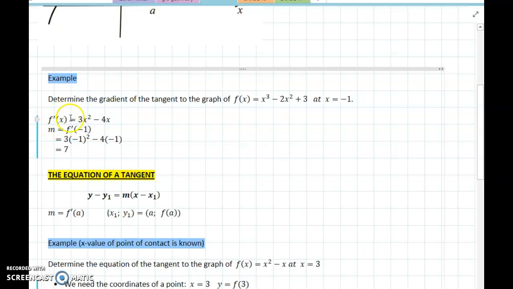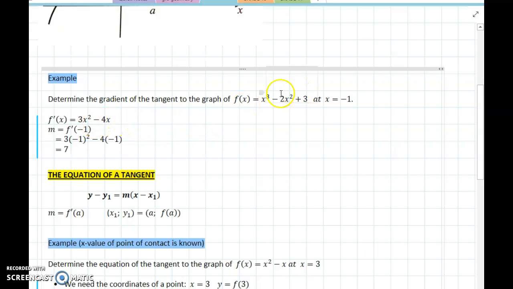So let's find the derivative using our rules. So it's multiply by the exponent, and exponent 1 less is 3x squared, and 2 times minus 2 is 4, and subtract 1 from the exponent. Of course that's a constant, so the gradient of the constant is 0. So the derivative is 3x squared minus 4x. In other words, this is the gradient of the curve, of the tangent to the curve anywhere.